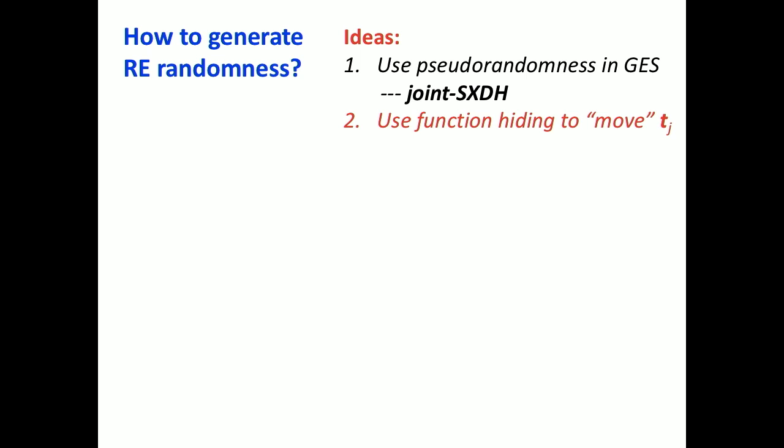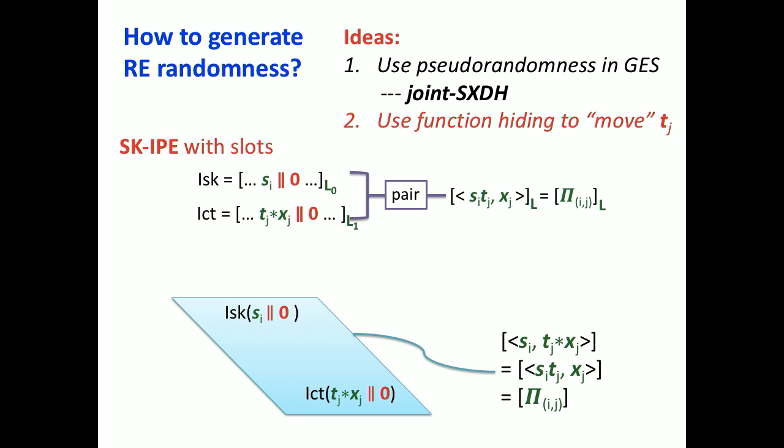I'm going to use the function hiding property of the IP to move those TJs inside the security proof. How? Instead of just directly encoding SI and TJs, I'm going to encode them with some trailing useless zeros. Okay? They're useless for the honest execution, but they will be extremely useful in the security proof.